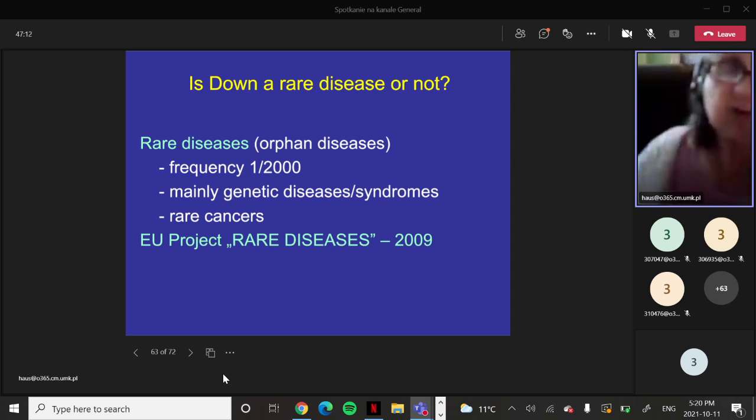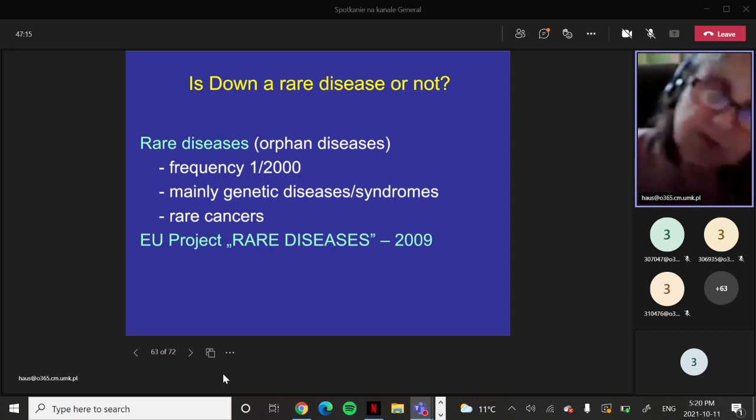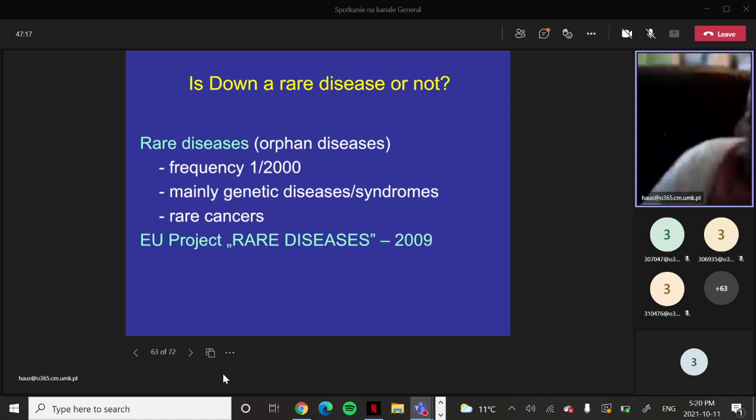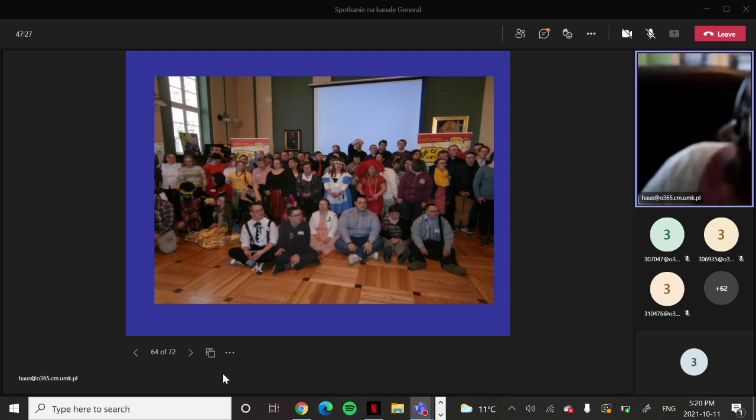Yes. So it's not an orphan disease. It's too frequent a syndrome. Too frequent a syndrome. How frequent? You can see here. Almost all people here have Down syndrome.